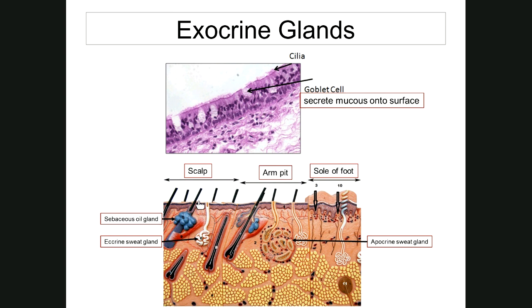We have some eccrine glands here, sweat glands, like in your scalp and your palms, the soles of your feet, there and there. And they deliver sweat to the surface by way of a duct. And then you have an apocrine gland here, which is in your armpits. These are going to deliver sweat by way of a duct to your armpit area.